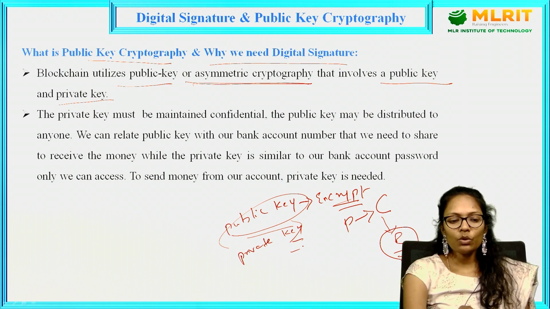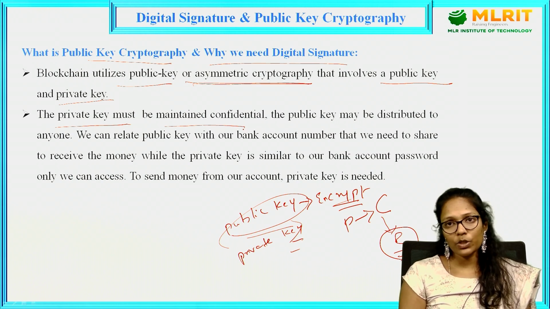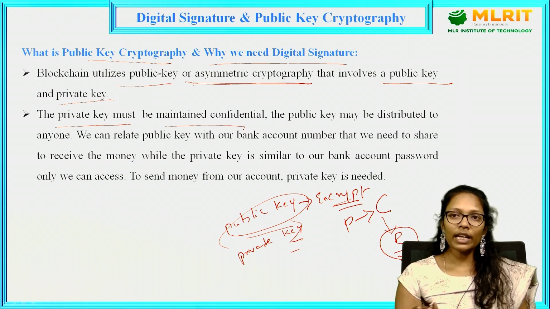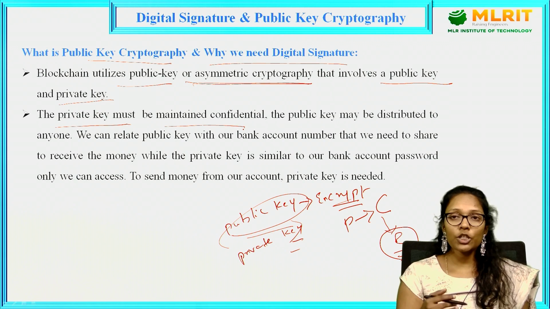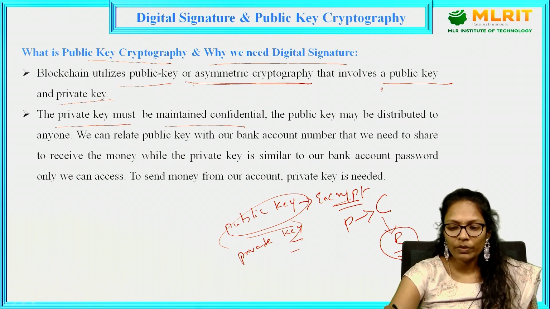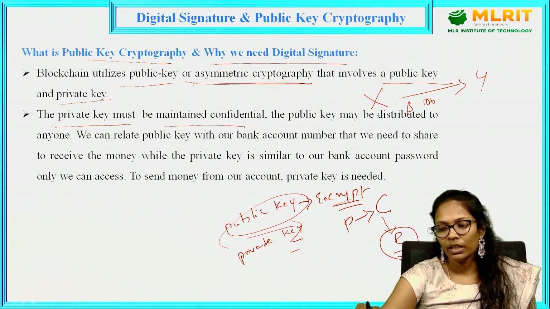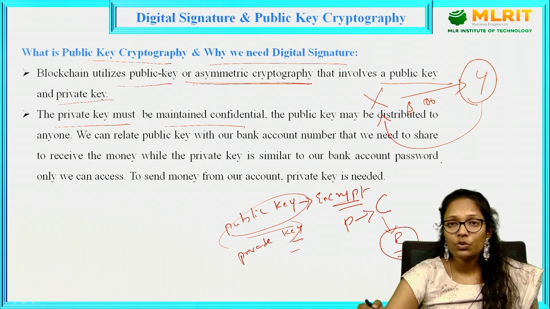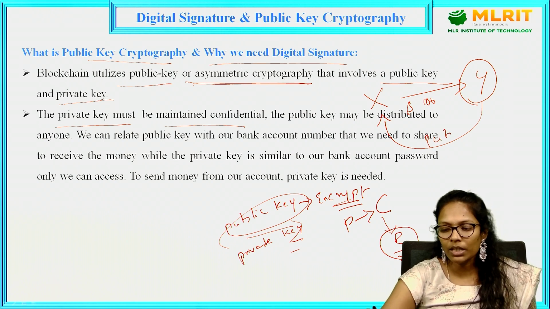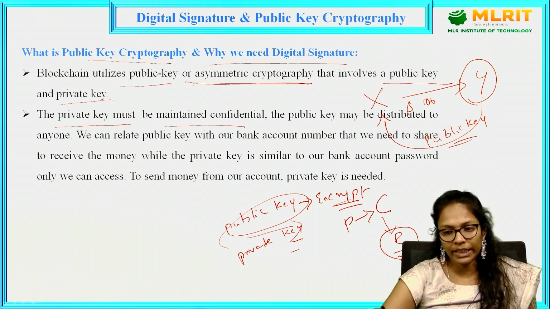algorithm. The private key should be maintained confidentially, and the public key may be distributed to everyone. We can relate this: the public key is like our bank account number. If I want to get some money from another person, I should share my bank account number. If person X wants to send 100 rupees to person Y, then what should Y do? Y should share his bank account number. In this case, the bank account number is nothing but the public key. So initially, Y should share his public key with X.